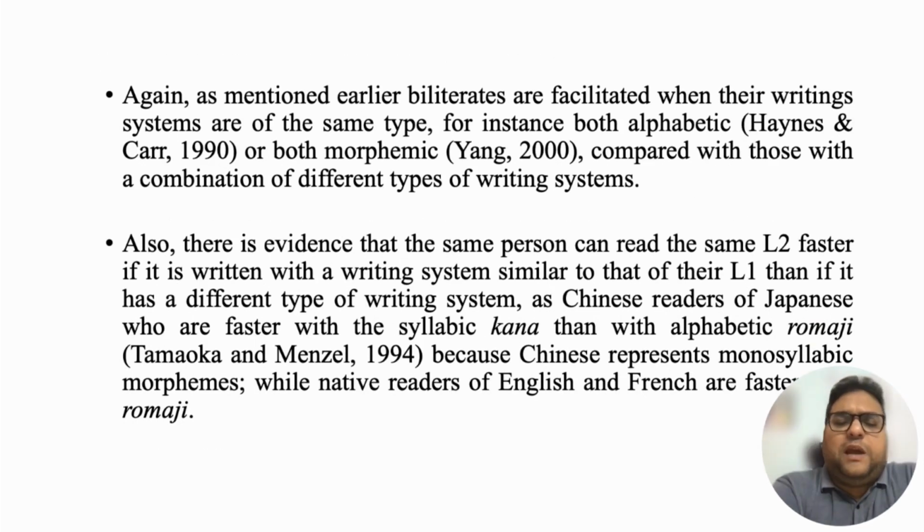Now again, as I said, biliterates are facilitated when the writing systems are of the same type, and it becomes slightly difficult if the writing systems are different. There is evidence that the same person can read their L2 faster if it is written with a writing system similar to that of L1, compared to if it is written in a writing system very different from their L1. For example, Chinese readers of Japanese are known to be faster with the syllabic kana than with the alphabetic Romaji script, because Chinese is also morphemic, and kana structures graphemes in the same way.